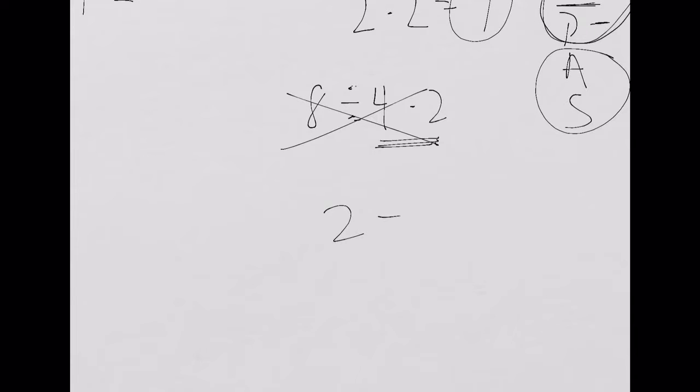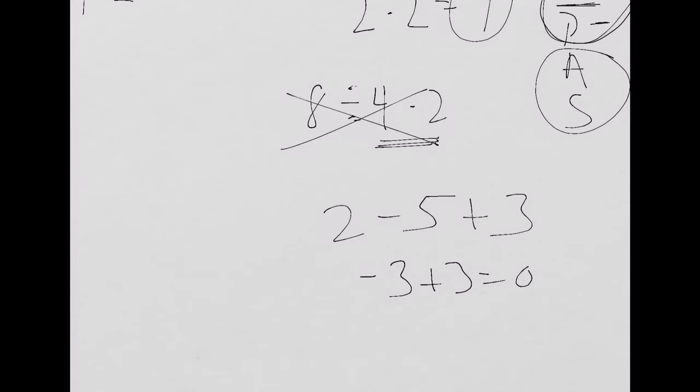So if you're looking at this, 2 minus 5 plus 3, again, when you have just addition and subtraction, you're going to go left to right. So I would say 2 minus 5, which is negative 3, plus 3 equals 0. This is the correct answer.